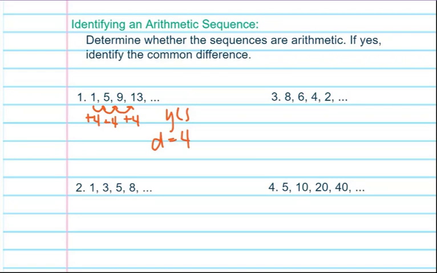So your next example, you have 1, 3, 5, and 8. So from 1 to 3, you add 2. From 3 to 5, you add 2. But from 5 to 8, you add 3. So therefore, in this one, the difference is not constant. Okay? You added 2, 2, and then a 3. So this one is not arithmetic.